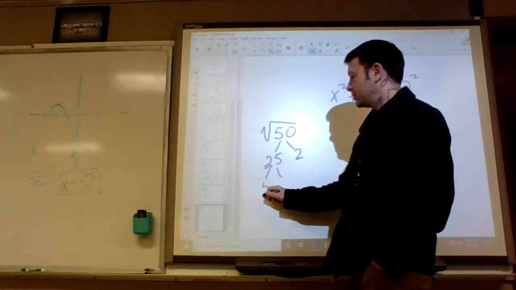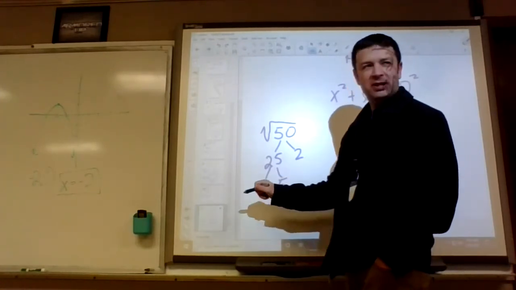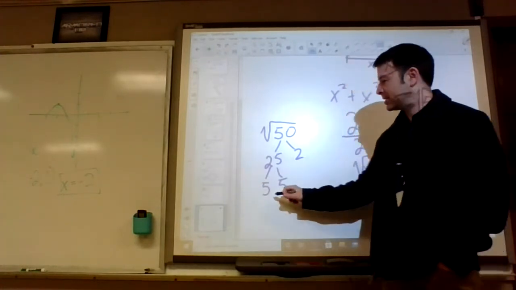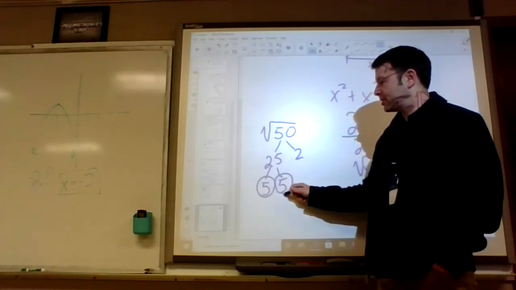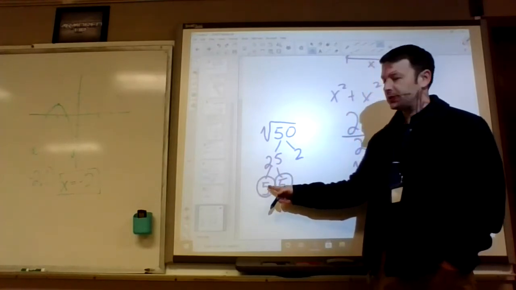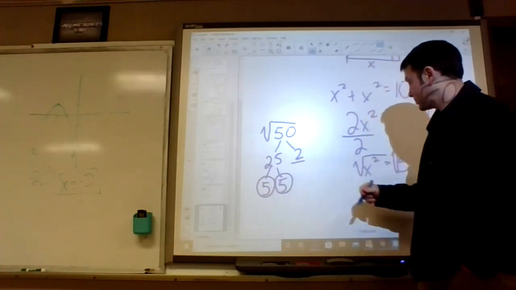5 times 5 times 2. Have we done this this year? Anyway, the doubles come out as a single. So this is 5 squared, and then the leftover stays inside. It's 5 square root of 2.